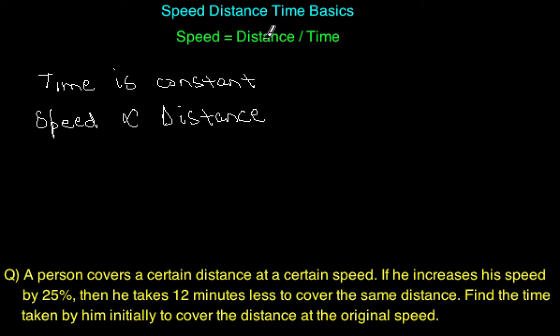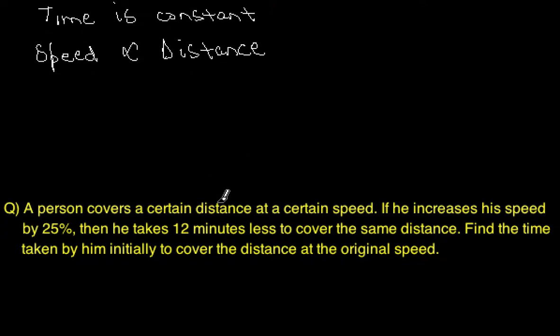Similarly, if we keep distance constant, then speed would be inversely proportional to the time, because if we are keeping distance constant, then the more the time, the lesser the speed, because we are traveling the same distance in more time. So therefore, more the time, lesser the speed. This is how we get the three proportionalities. Okay, so we'll be looking at a few basic questions from this topic in this particular lecture.